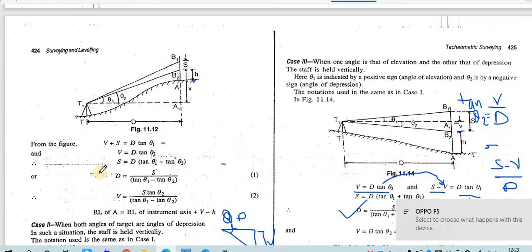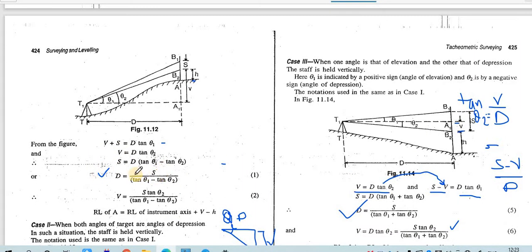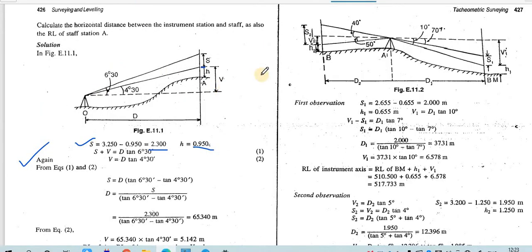The formula was coming out to be D equals S into tan theta 1 minus tan theta 2. We will get confused about which one to take as theta 1 and which as theta 2, so we'll try to calculate it ourselves. We'll consider the first one, this one, 4 degree 30 minutes.